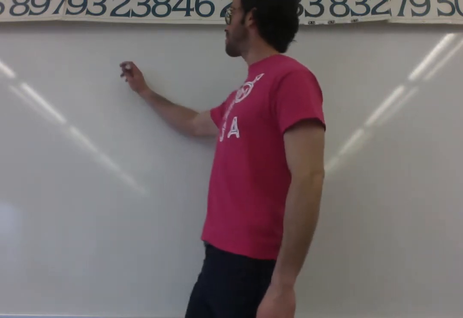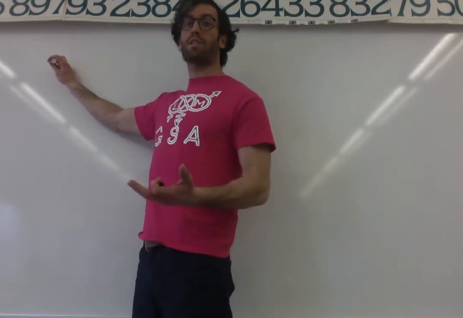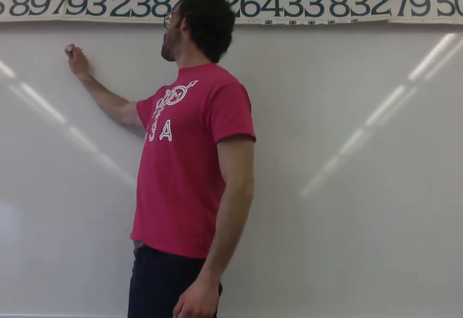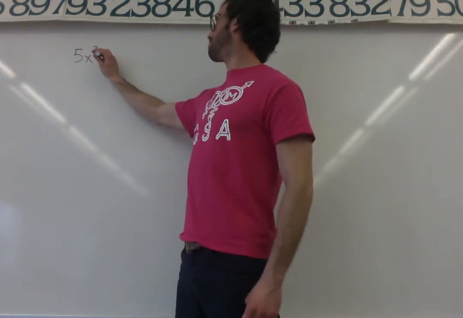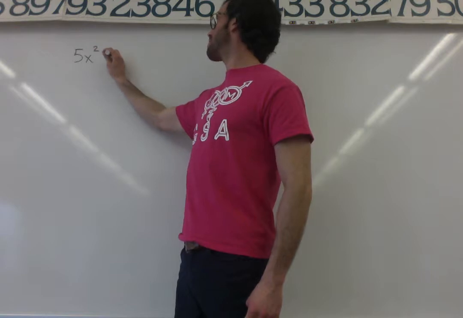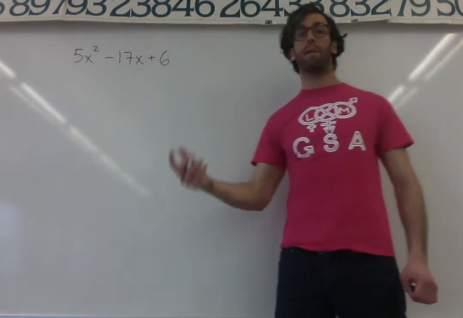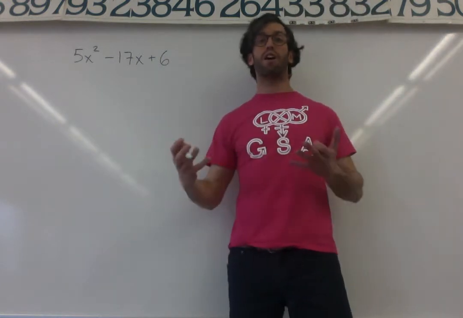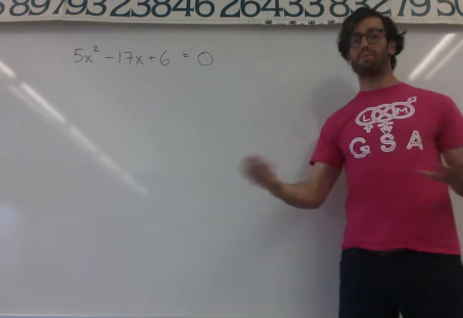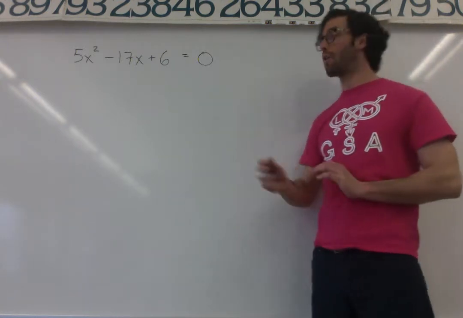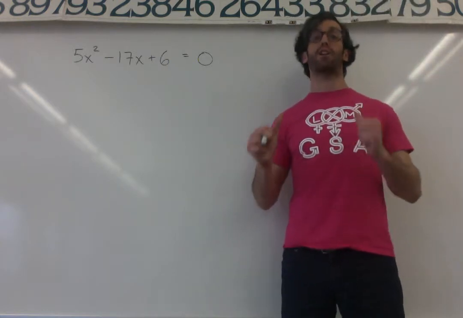All right? So let's say the instructions were to find the roots of this polynomial: 5x squared minus 17x plus 6. Well, finding the roots of that polynomial would be the same instructions as solving that equation, right? You can really use either set of instructions. So solving that equation, this is an example of something where I would use factoring.